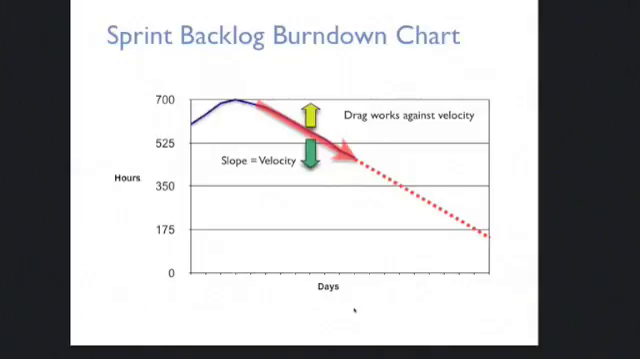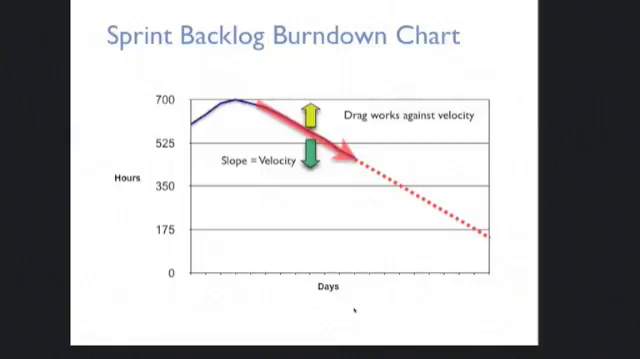Drags are things that work against that, like having a really buggy build. Bugs create drag because you need to fix those problems. We can't get the latest build because it's broken. But we can also use that slope to forecast where we're going to be 2 weeks from now or 3 weeks from now. And in this case, because of the problems at the beginning of the sprint, the team sees that they're going to have about 150 hours left.